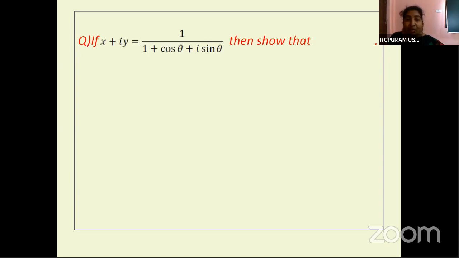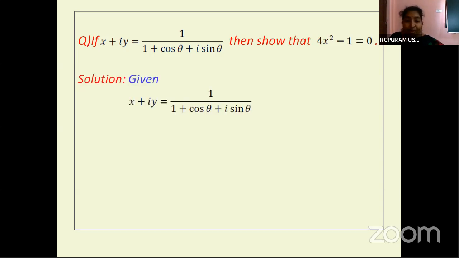Another important question for 4 marks. If x plus iy is equal to 1 by (1 plus cos theta plus i sin theta), then show that 4x square minus 1 is equal to 0. Okay, we are given that x plus iy is equal to 1 by (1 plus cos theta plus i sin theta). Now, you can just observe there is an i term in the denominator. That means we should multiply and divide with its conjugate.